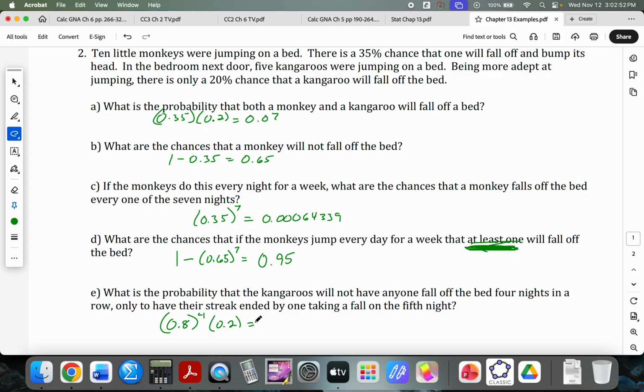It's unfortunate. Imagine being that kangaroo that falls off on the 5th night. How would you feel, Liam, if you were that kangaroo? I feel like, am I gonna fail this sound test?